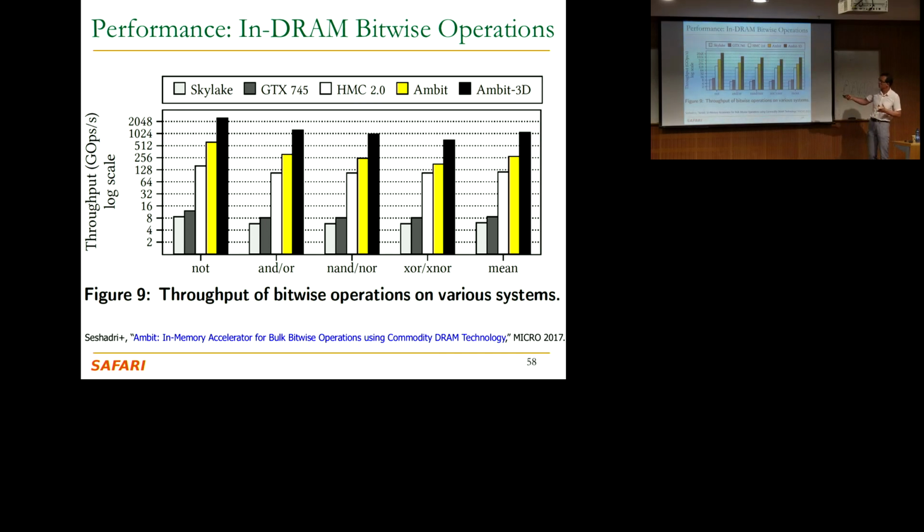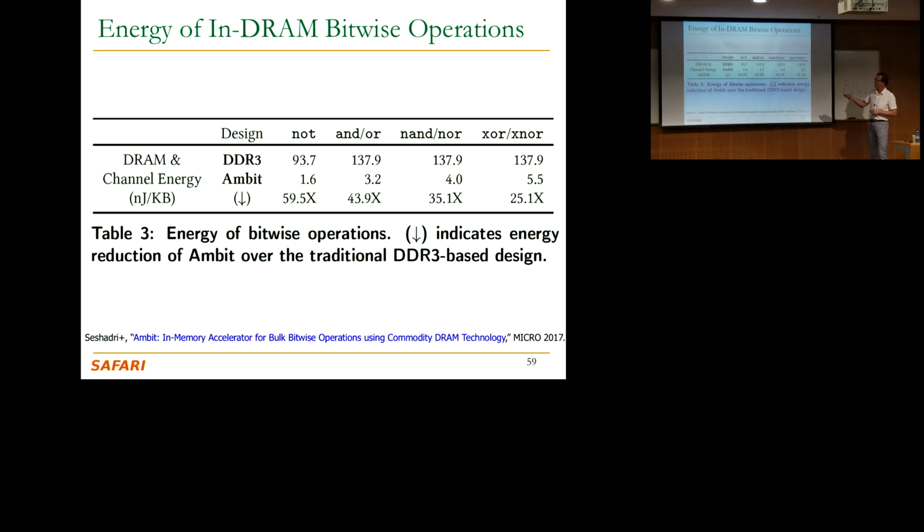For OR, you get similar, but a little bit less throughput. For NAND and NOR, your throughput reduces, of course, because you're actually doing NOT and AND, and we optimize that also. For XOR and XNOR, your throughput reduces a little bit more. And this is the average, if you care about the average across all of those things. And these were some mechanisms we compared to. This is Intel Skylake. This is a powerful GPU. Okay. And these are the energy numbers.